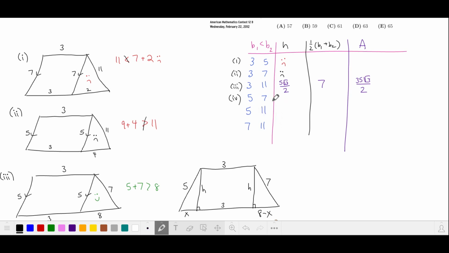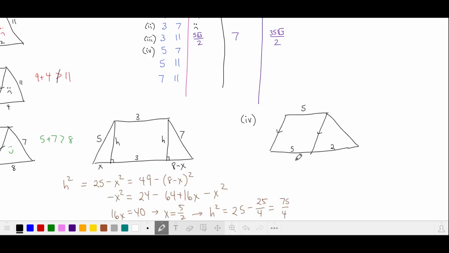Let's check to see if these other 2 base lengths, 5 and 7, result in a valid trapezoid. We draw our parallelogram as before. This means the 2 legs of our trapezoid have lengths 3 and 11. And again, we see that this fails triangle inequality. This won't result in a valid trapezoid, so we don't have to calculate its area.